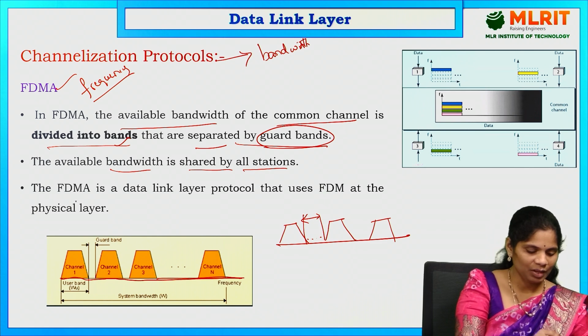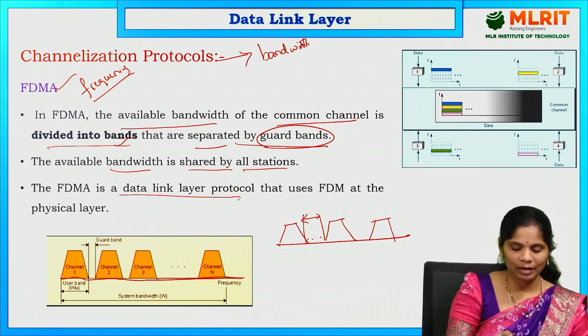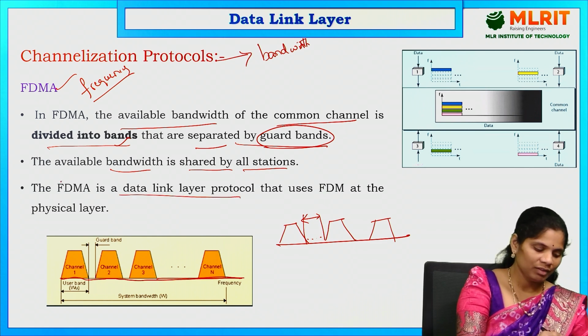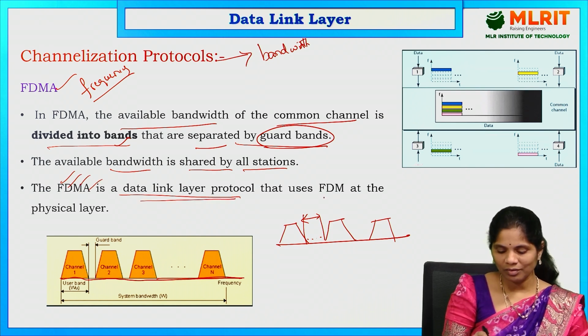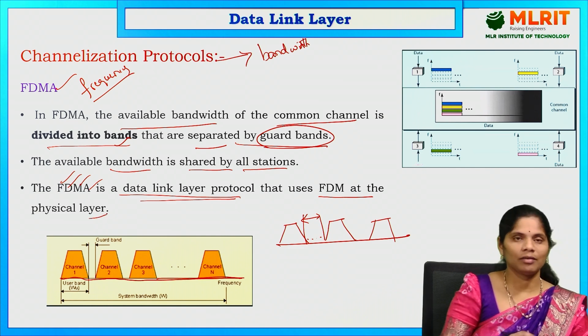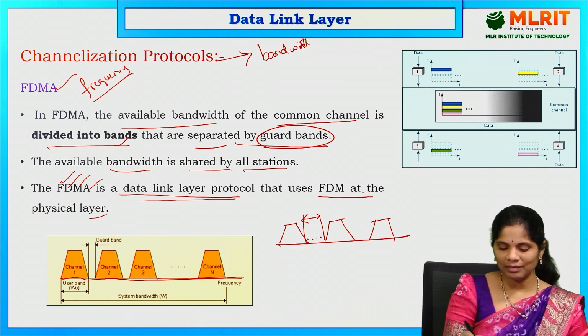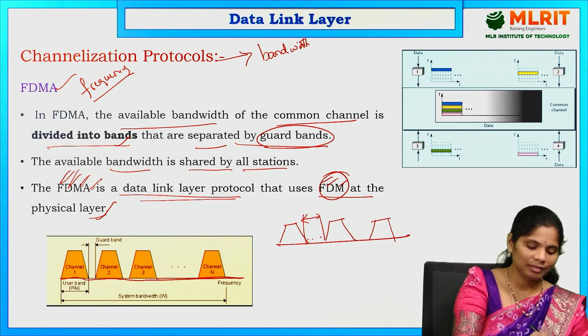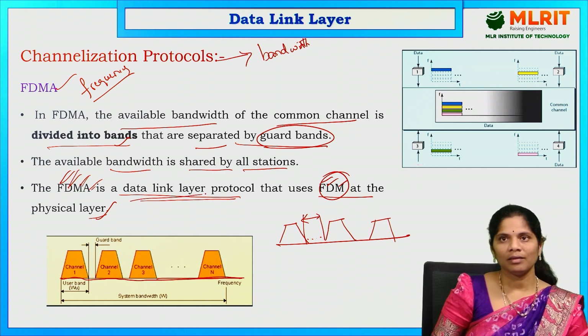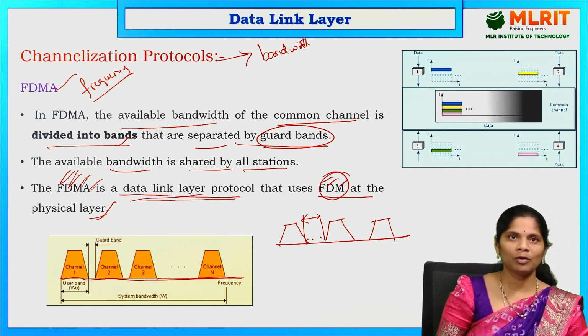FDMA, frequency division multiple access, is a data link layer protocol, but it uses frequency division at the physical layer. Means the first layer is what? Physical layer in the OSI reference model. Frequency division multiplexing is talking about the physical layer, but frequency division multiple access is talking about the data link layer. See how data is going to be transferred by using FDMA.